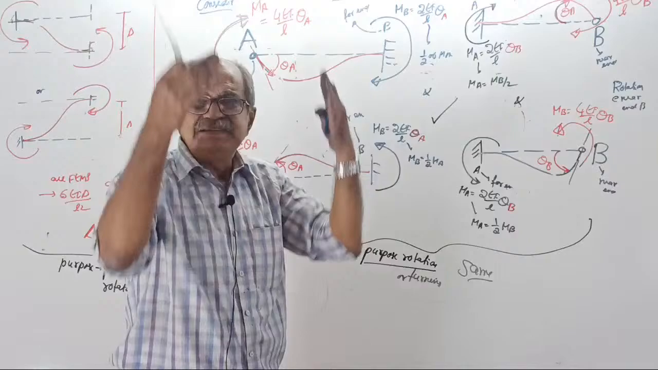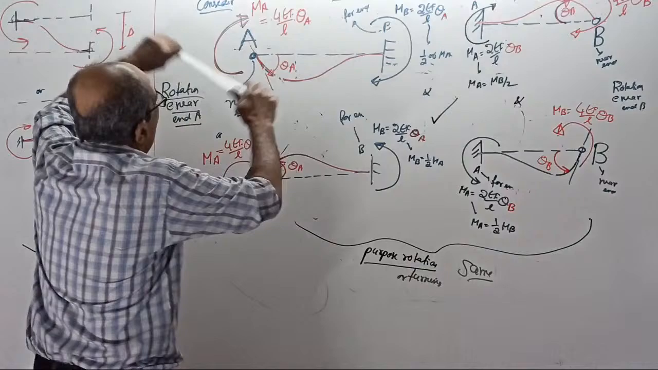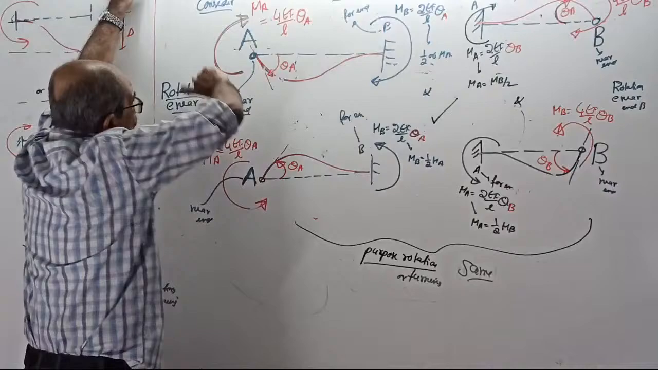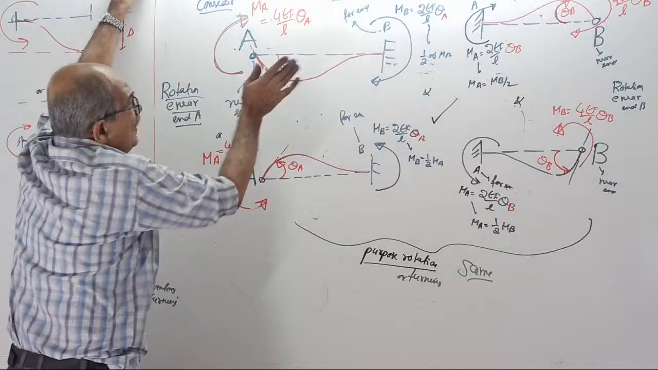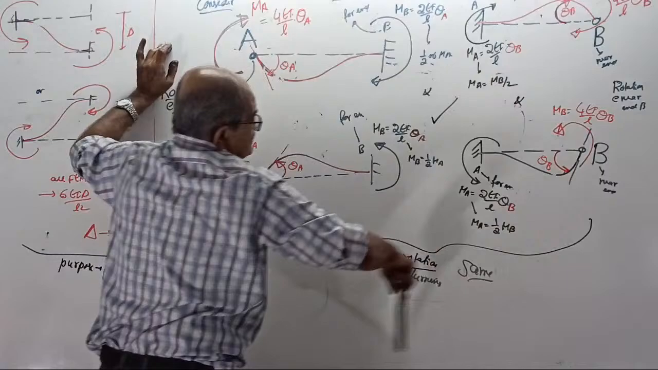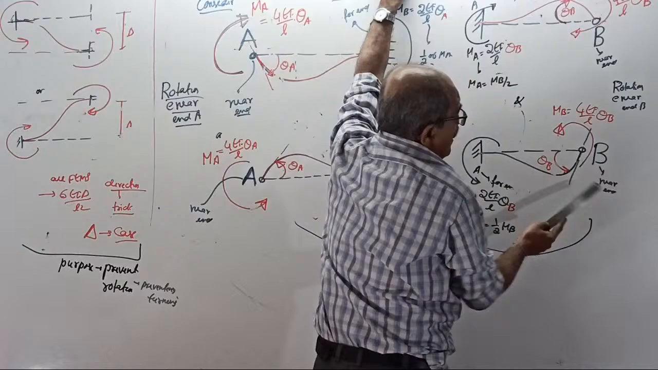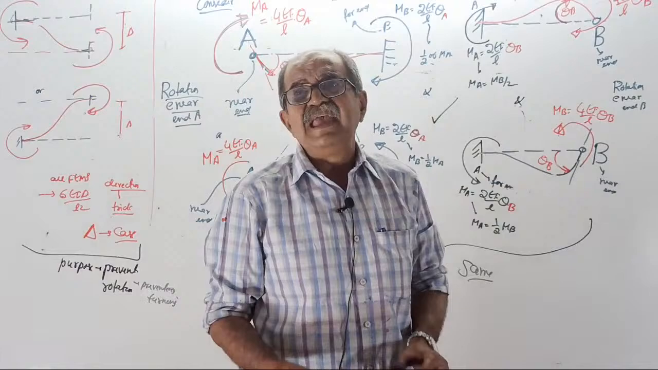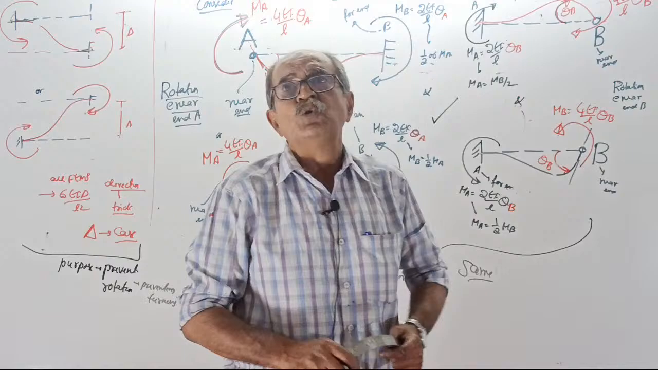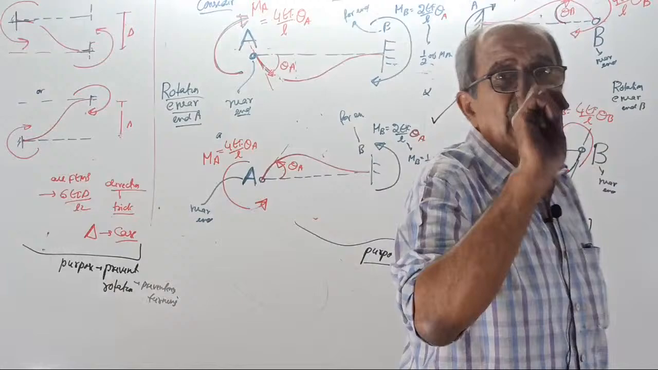So, last I will tell. See here. Here, I want to rotate clockwise. So, if you want to rotate clockwise, apply a clockwise moment. If you want to rotate anti-clockwise, apply an anti-clockwise moment. This is your turning case. In the turning case, the moment is in the same direction as you want to turn. Clear?